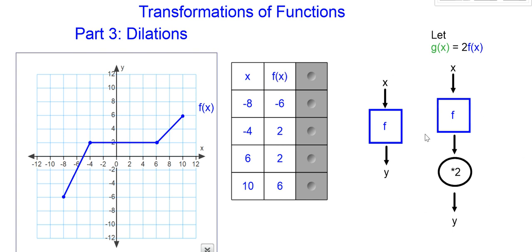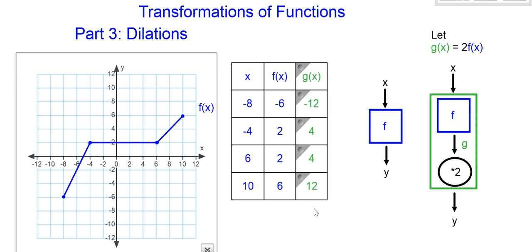If this is f of x, this is 2 times f of x. I take the output of f and I multiply it by 2. And the function g is the act of doing the function f and then multiplying the answer by 2. Just like I did with translations, that means I'm going to take the output f of x to get g of x, and multiply it by 2. Negative 12, 4, 4, 12.